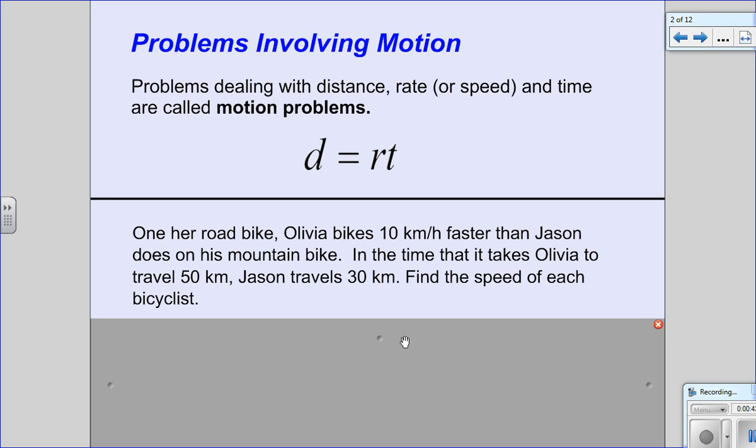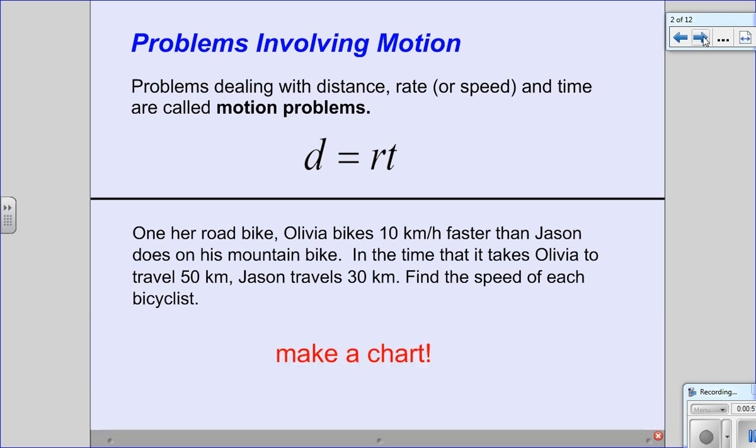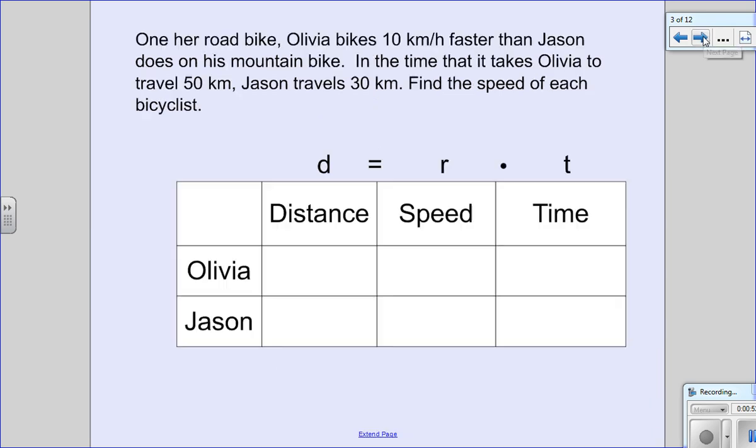Now, in a problem like this, there's certainly a lot of information that's being given, and it's hard to keep track of all of it. So I recommend that you begin by making a chart. So let's see what this chart will look like. On our chart, we want to compare Olivia and Jason, our two people who are traveling, and we want to put in as much information that we know about their distance, their speed, and their time. So let's begin by filling this out.